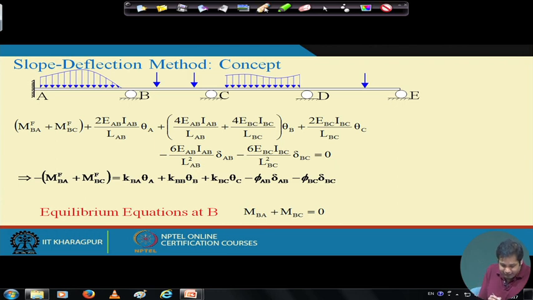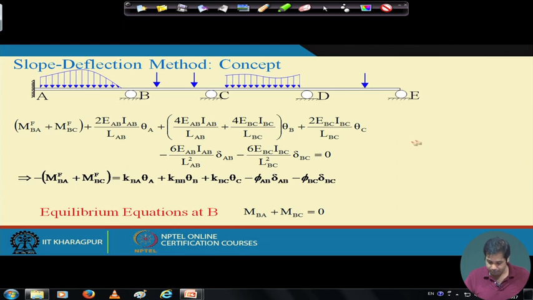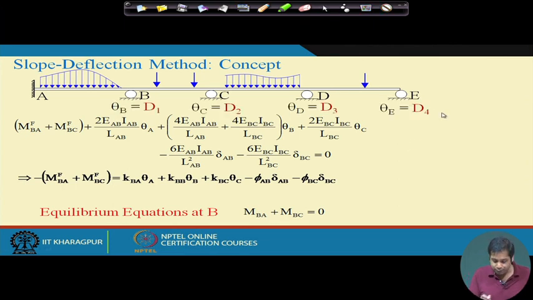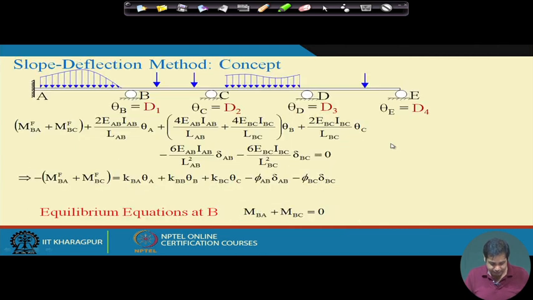Now the interesting thing is, this is KBB, this is KBA, and this is KBC. If we do that, then this expression becomes KBA theta A, KBB theta B, KBC theta C, and this is phi AB and this is phi BC. Now, if we define the degrees of freedom like this, that theta B is equal to D1, theta C is D2, and so on, then this expression can be rewritten as this.